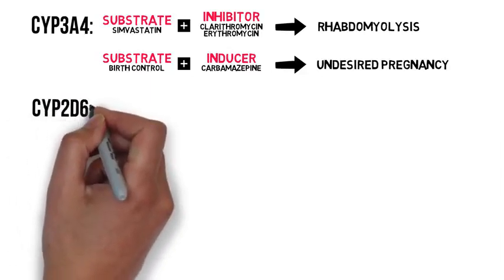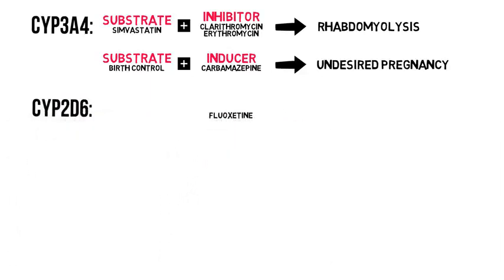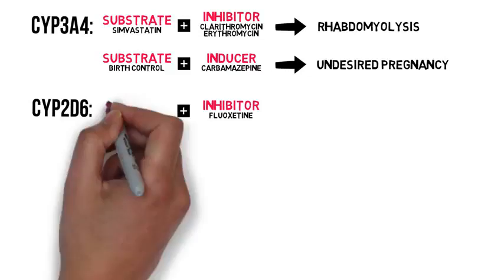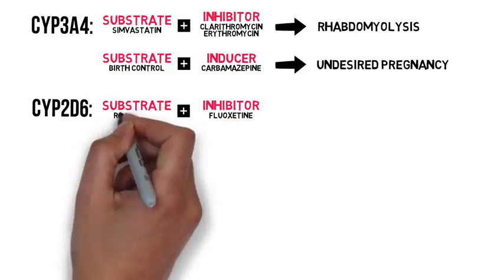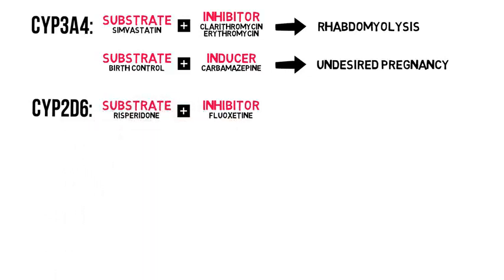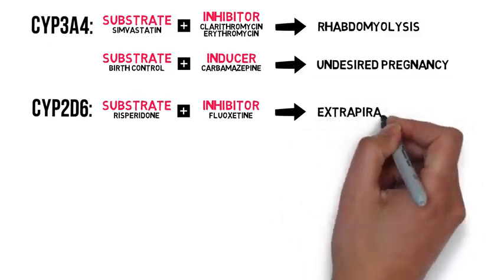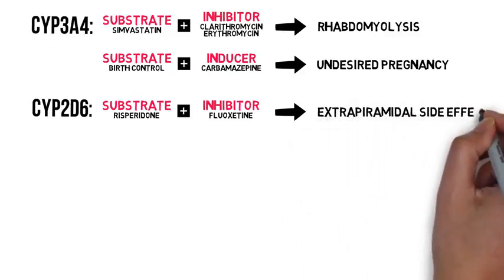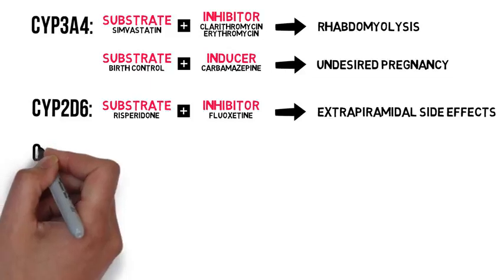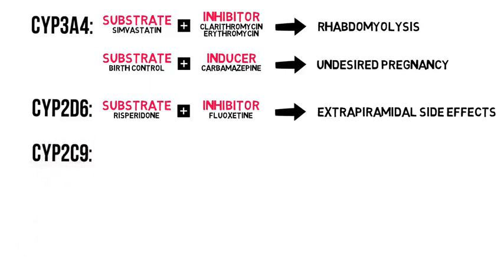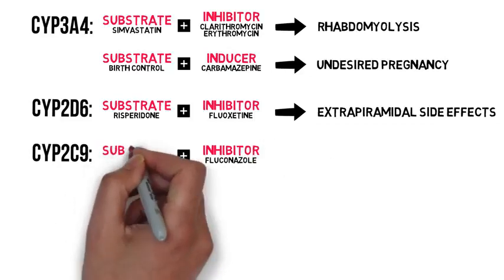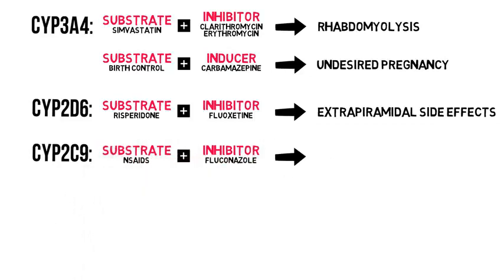For CYP2D6, note that fluoxetine, commonly known as Prozac, is a strong inhibitor, which increases the level of risperidone, an atypical antipsychotic, thus increasing the chance of extrapyramidal side effects. For CYP2C9, note that fluconazole, an antifungal, is a strong inhibitor, which could lead to toxic levels of certain NSAIDs.